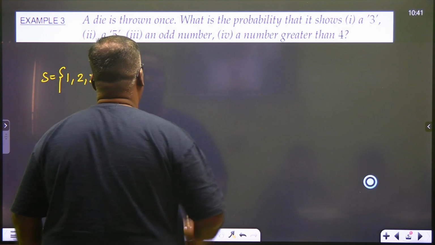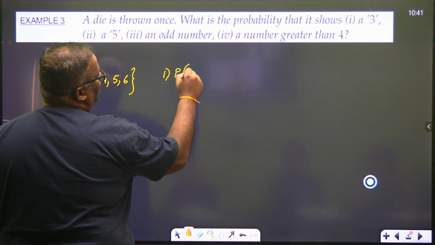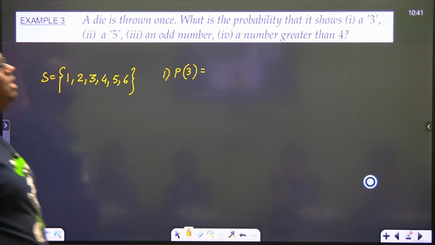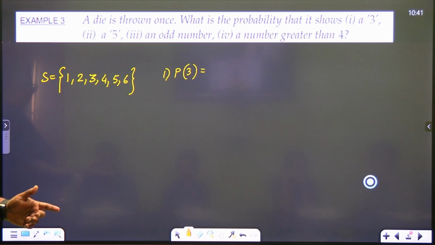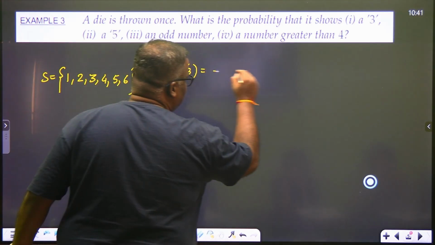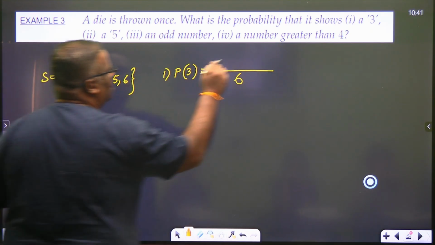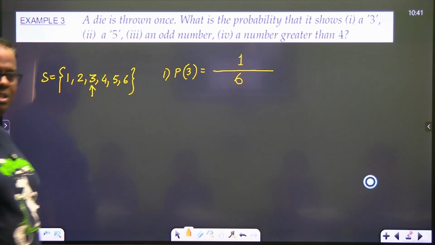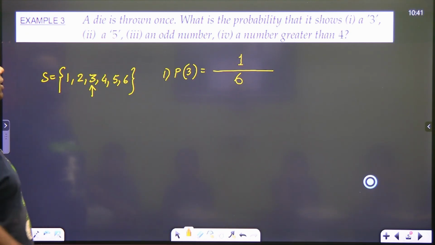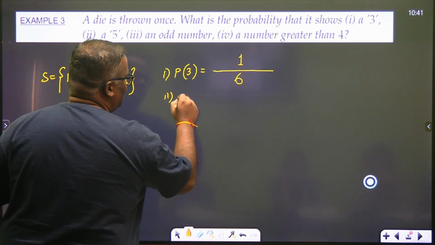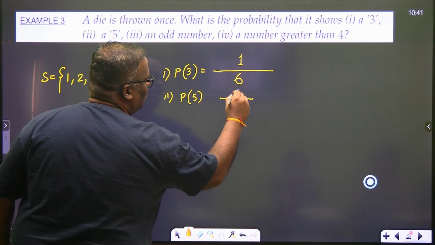The first part says probability of getting a 3. 3 is only 1 number. So what is the total number of options? 6. How many favor you? Only this one favors me. Easy. Probability of getting a 5 you can do. That also will be 1 by 6. Out of 6 options, 1 option favors me.